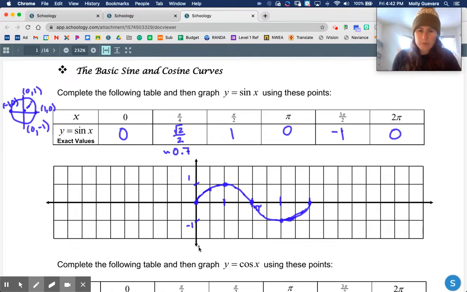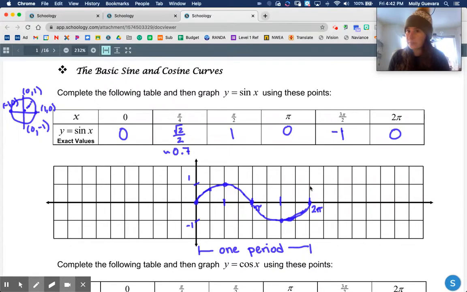Okay? And I'm sure you guys have seen sine waves before. And this is one period. And we said in the last lesson that one period for sine is 2 pi. So it takes 2 pi, and I'll label this one, right? All the way around is 2 pi. It goes from 0 to 2 pi, which is all the way around the circle. And that's all it's saying.